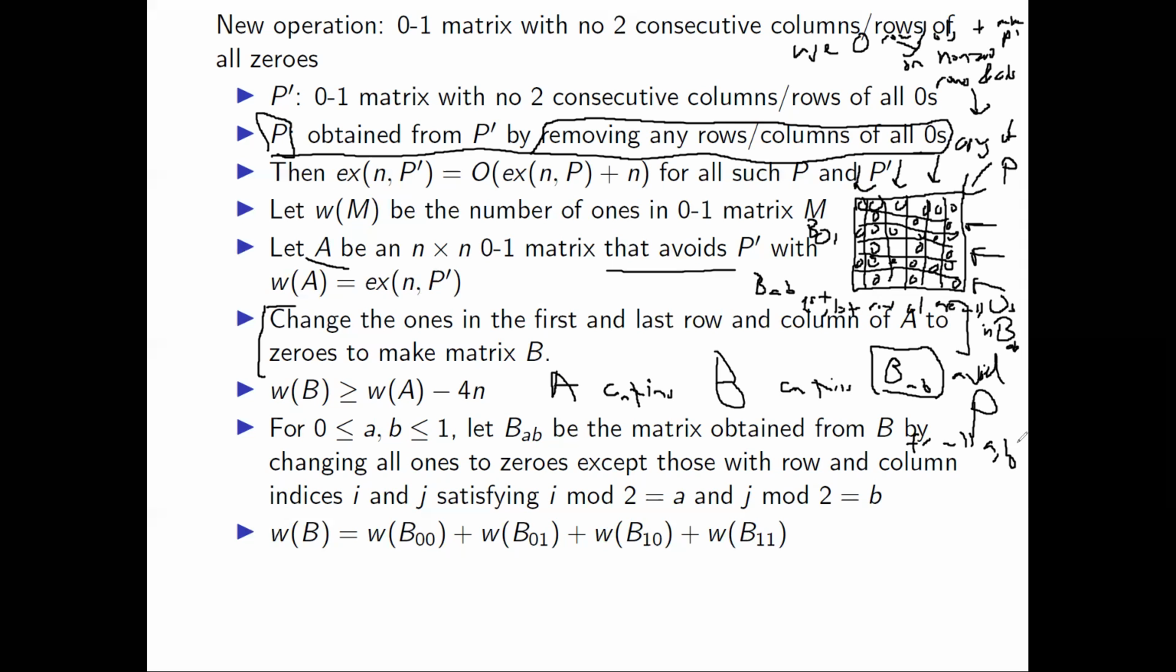And that's because B sub AB is a submatrix of B, and we obtain B by turning all the ones in the last and first row and column of A to zeros. So B has all zeros in the first and last row and column. So does B sub AB. So if we have a copy of P in B sub AB, that gives us a copy of P prime in A. It doesn't necessarily give us a copy of P prime in B, but it gives us a copy of P prime in A because we can use the first and last row and column, which are all zeros.